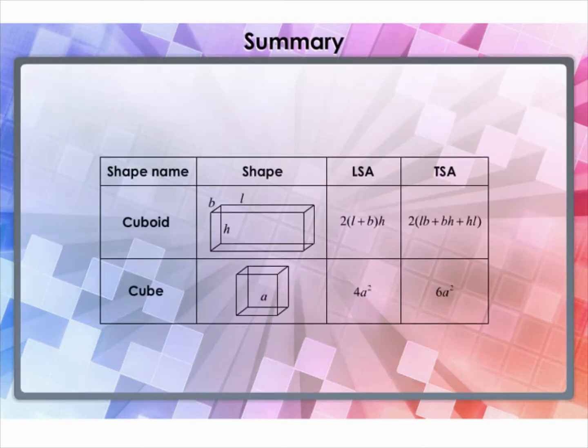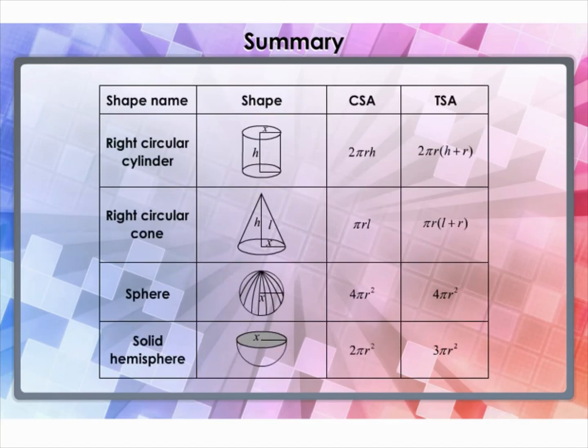Summary. The lateral surface area of a cuboid is 2 into (L plus B) into H. The surface area of a cuboid is 2 into (LB plus BH plus HL). The lateral surface area of a cube is 4a square. The surface area of a cube is 6a square. The curved surface area of a cylinder is 2 pi r h. The total surface area of a cylinder is 2 pi r into (r plus h). The curved surface area of a cone is pi r l. The total surface area of a right circular cone is pi r l plus pi r square, that is pi r into (l plus r).